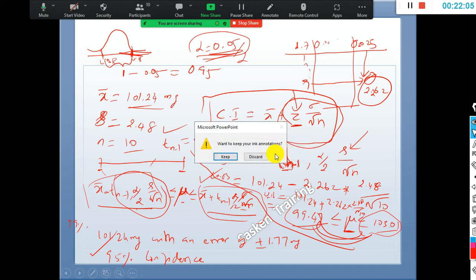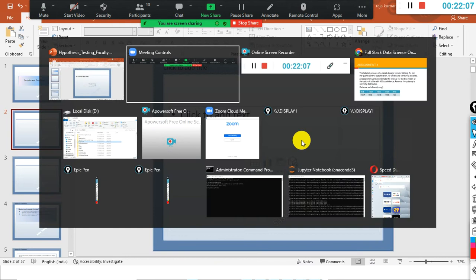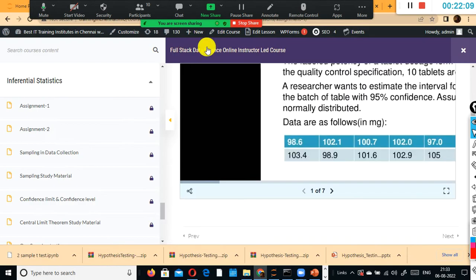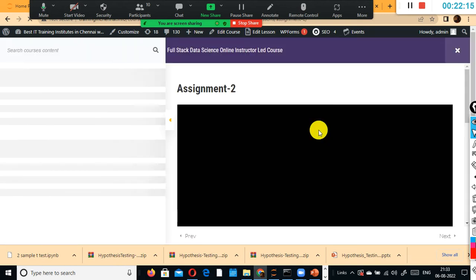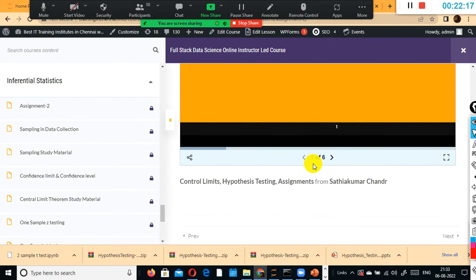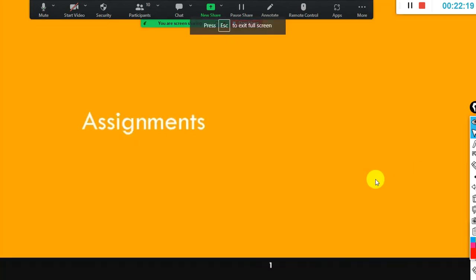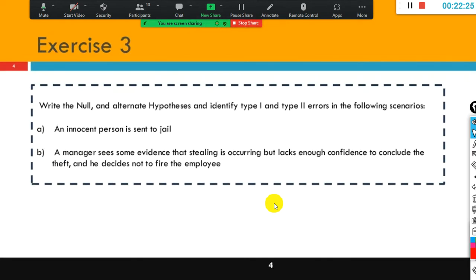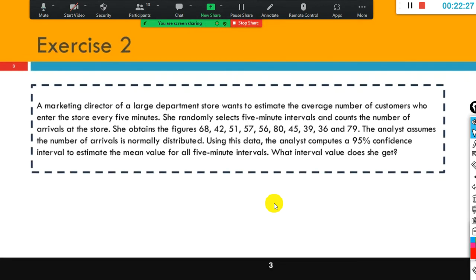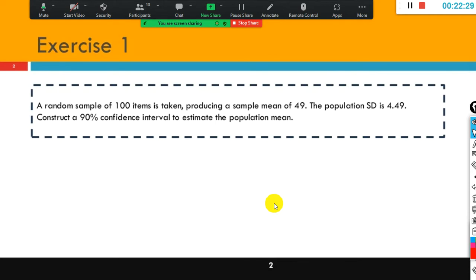So with this, try the other assignments, and then you can come back with your answers. Next I will jump into the second assignment. Here you have 6 questions. This is a very interesting one. Exercise 3. So what is type 1 error and type 2 error? How many of you remember type 1 error and type 2 error?